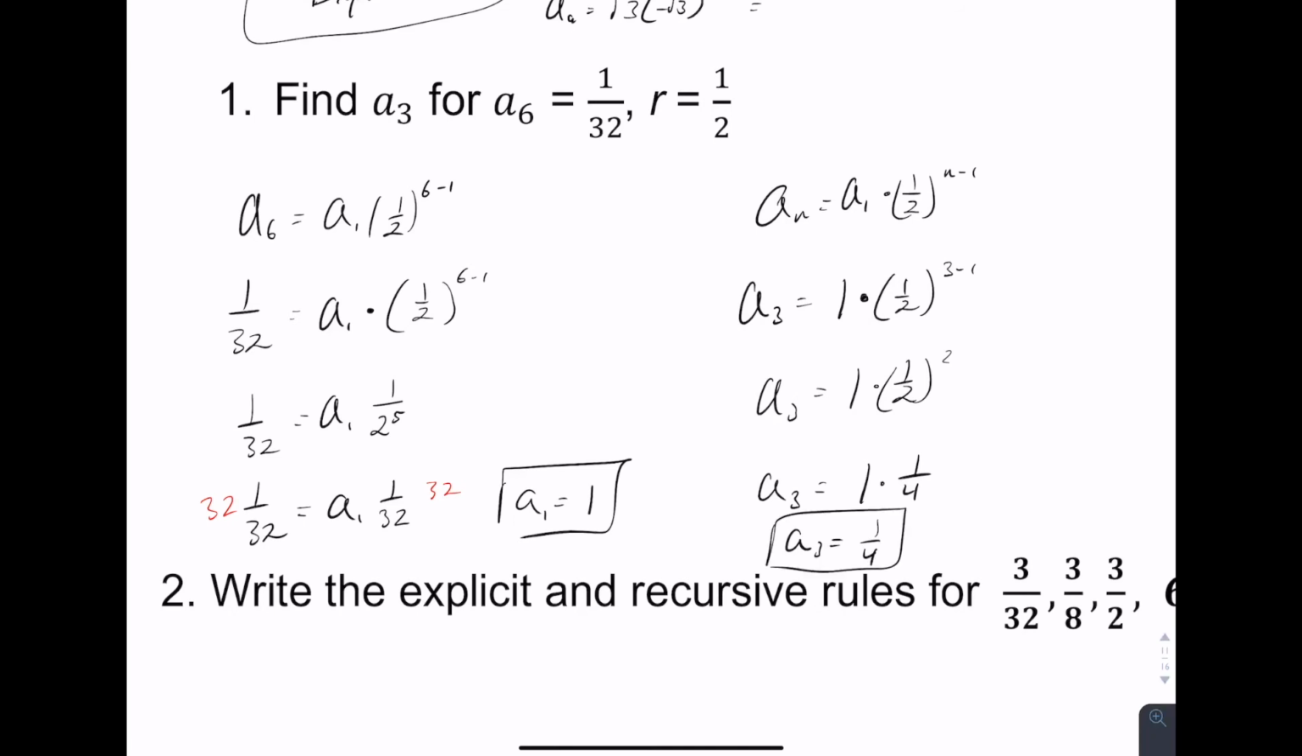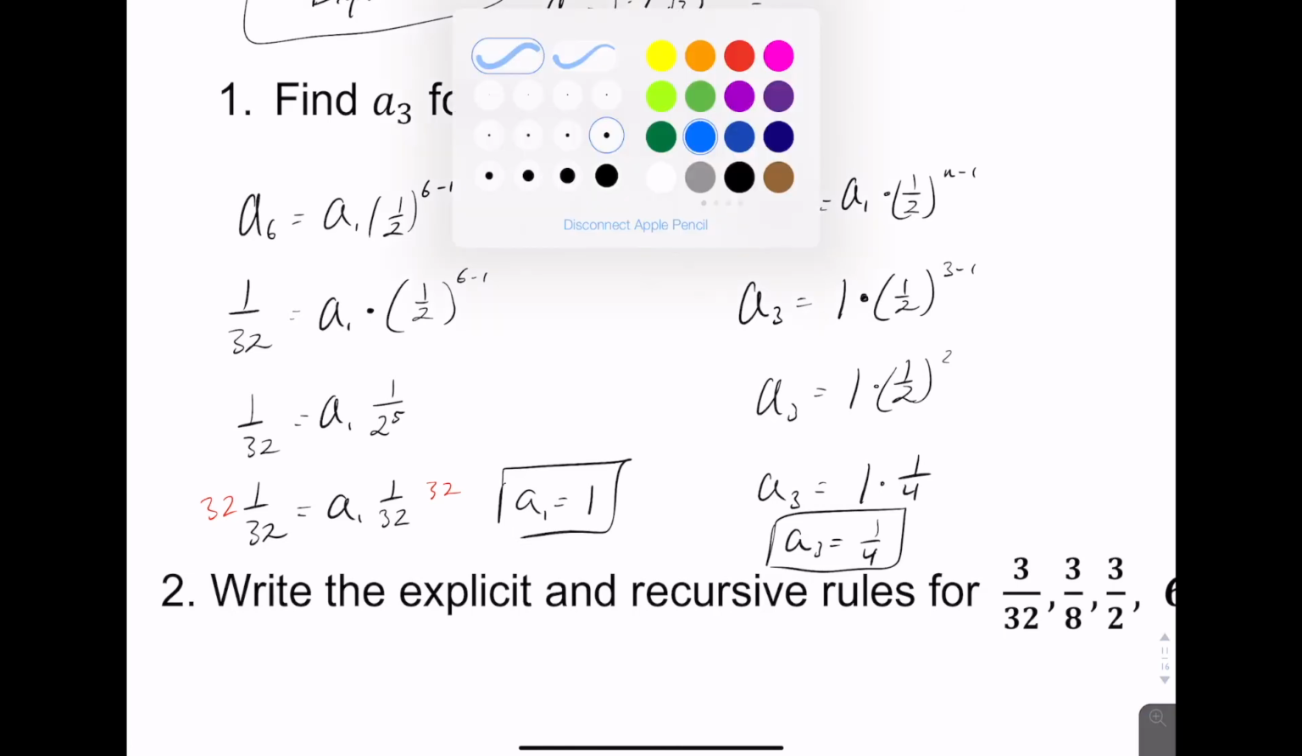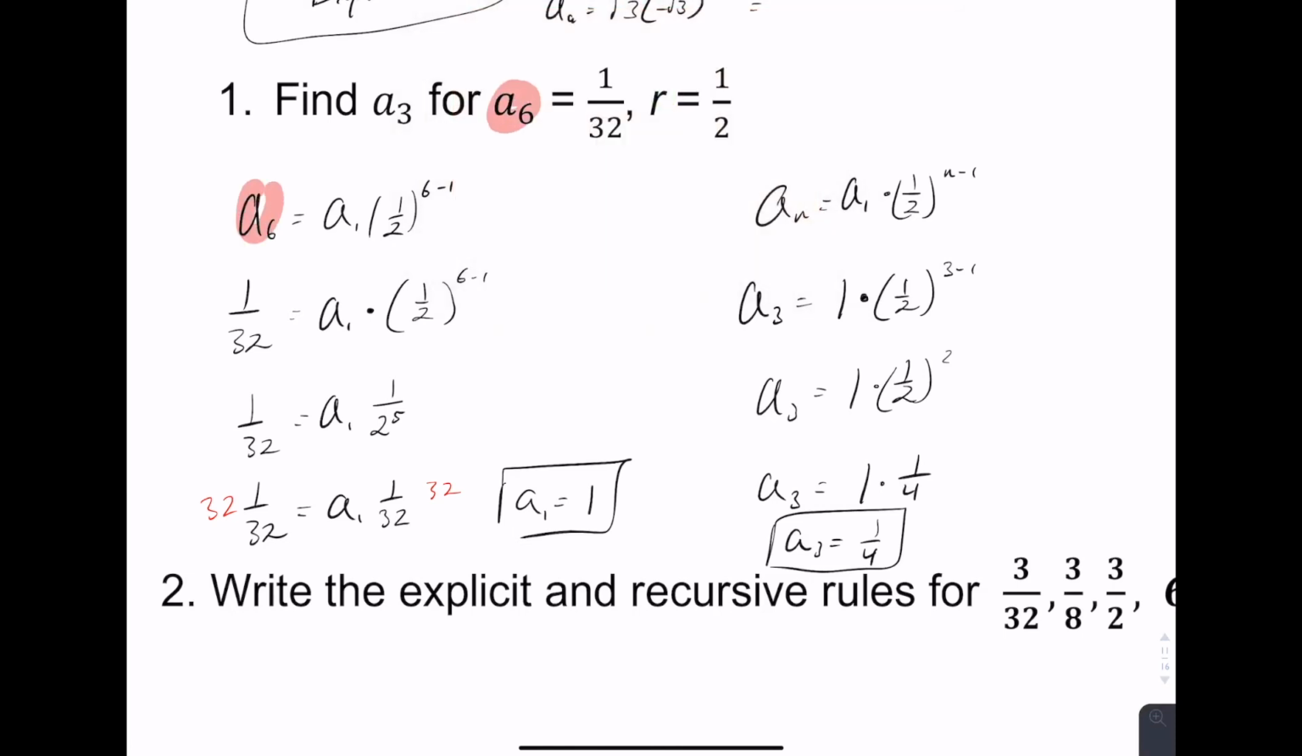Okay, that was a little bit tricky, but you're using the a6 to solve for a1. Let me do that in a different color. You're using the a6 to solve for a1 because you already know everything else. So once you solve it, then you can put it in the explicit formula. I know I said recursive. I meant explicit. My bad. And so now you can use the explicit formula to figure out a3.